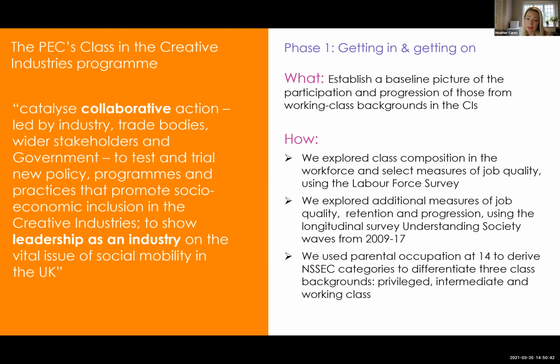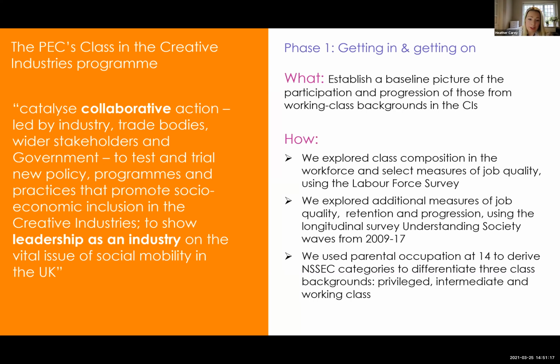We also worked with a survey called Understanding Society, which is a really long-running longitudinal social survey. It used to be called something very different, but it's been running for decades. And that allows us to look at additional measures to do with things like job quality, or because it's longitudinal, we can look at things like retention and progression. And in doing so, we sought to use the same sorts of measures that we've just heard about today and that Paula provided a really compelling and thorough introduction to earlier, particularly using the question around parental occupation at age 14.